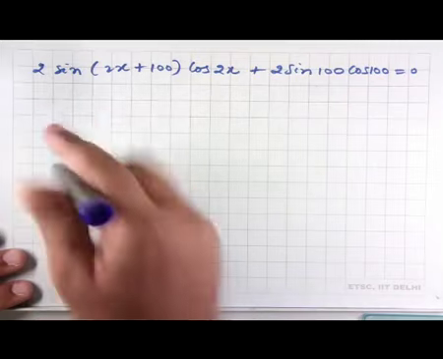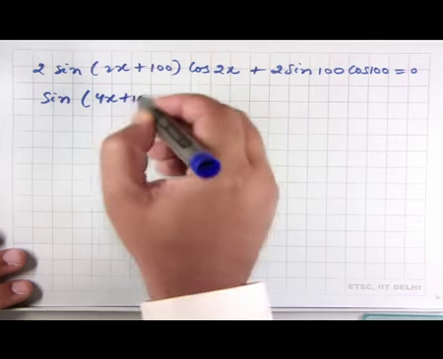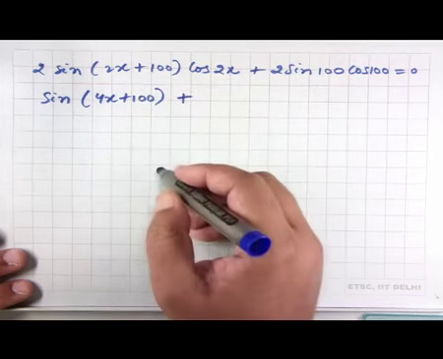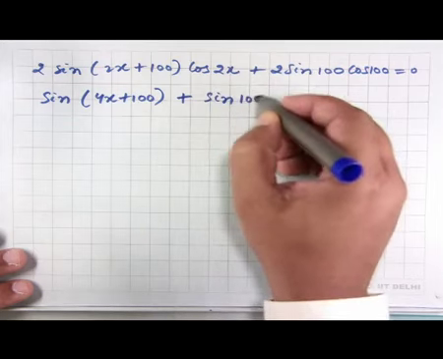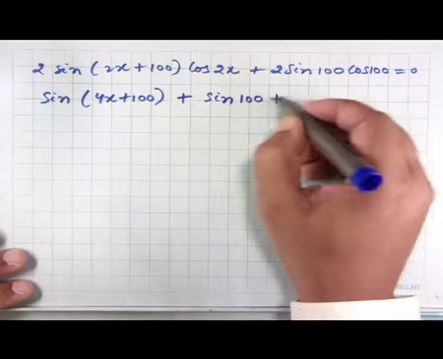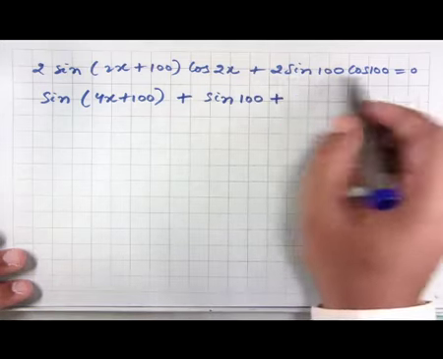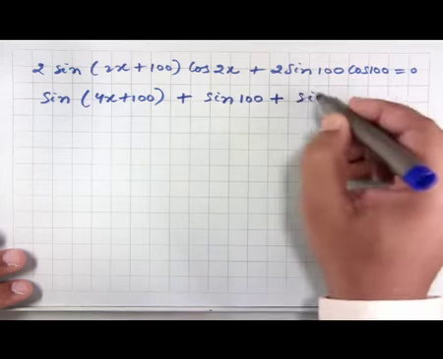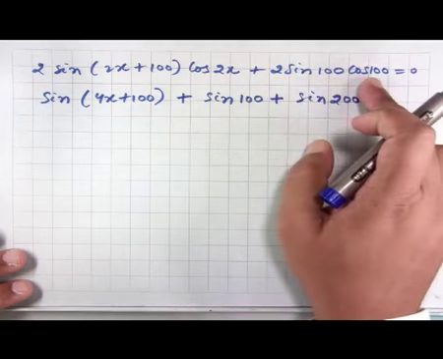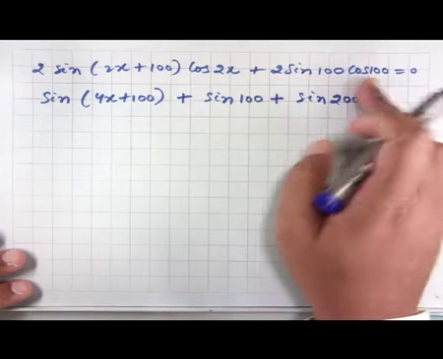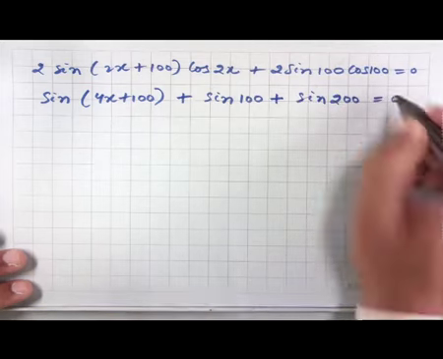So, this becomes sin of 4x plus 100, since A plus B gives 4x plus 100, and sin A minus B is going to give us sin of 100, plus, and if you see the pattern here, this is sin of 200. This is of the form 2 sin A cos A. So, 2 sin A cos A is sin 2A, which is sin of 200, equals 0.